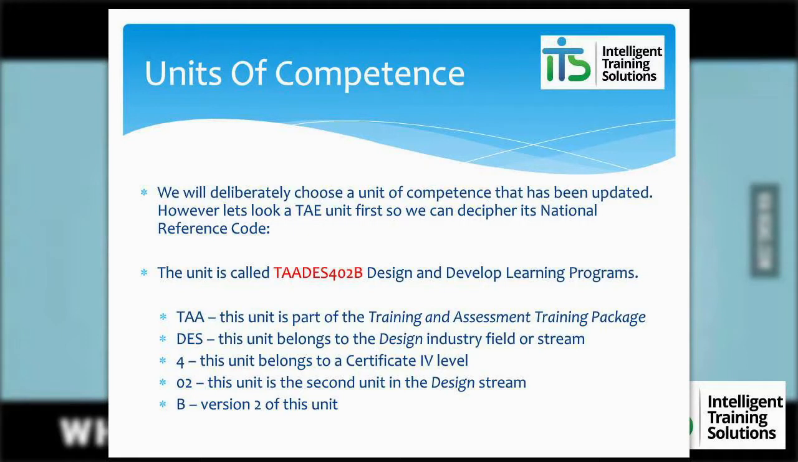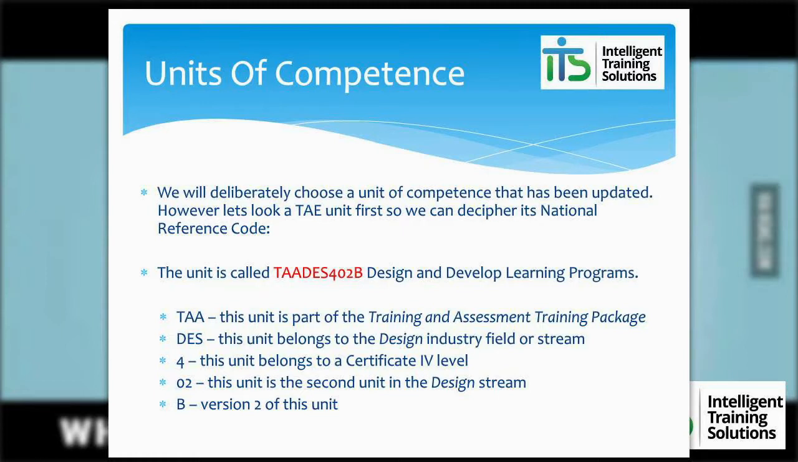Some of them you'll know, and some of you will go, I've never heard of that industry sector before, and you look it up and you'll find out. So the first three letters are telling you what industry sector or what training package this unit of competence has come from. The next part, especially in the TAE, the DES, tells us that it's a design unit and it's in that field or stream.